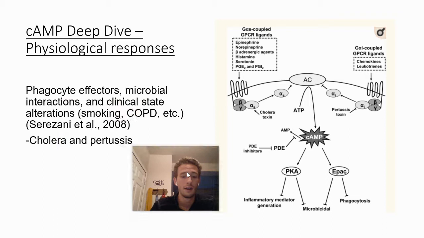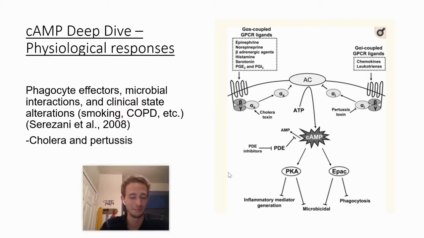Now, there's so much more that cyclic AMP and many other secondary messengers do. However, if you want to dive more into this, you can look into this Serrazani et al. This has a lot of really cool physiological changes in response to secondary messengers, a couple of them being cholera and pertussis. Pertussis causes whooping cough in infants. And in cholera, if you look at this model over here, cholera actually amplifies the G protein coupled receptor, and it doesn't turn it off.